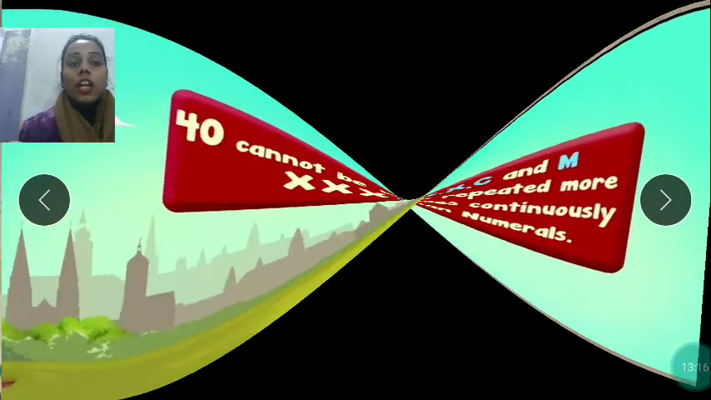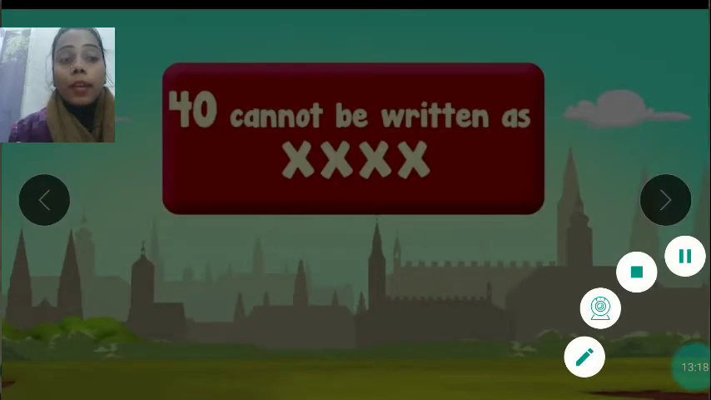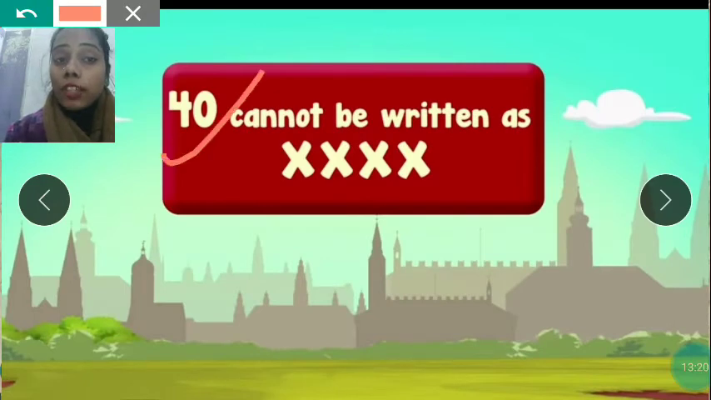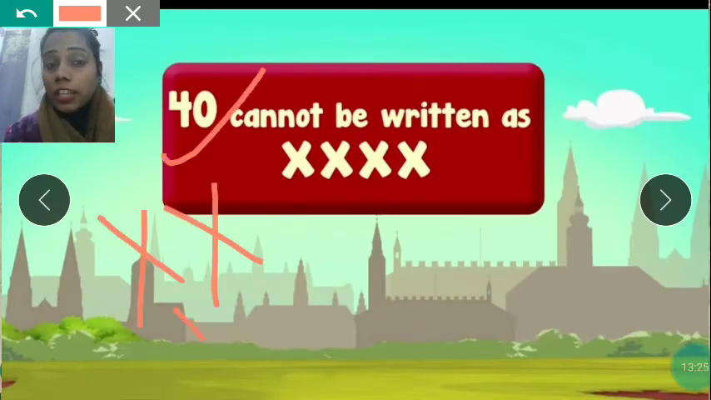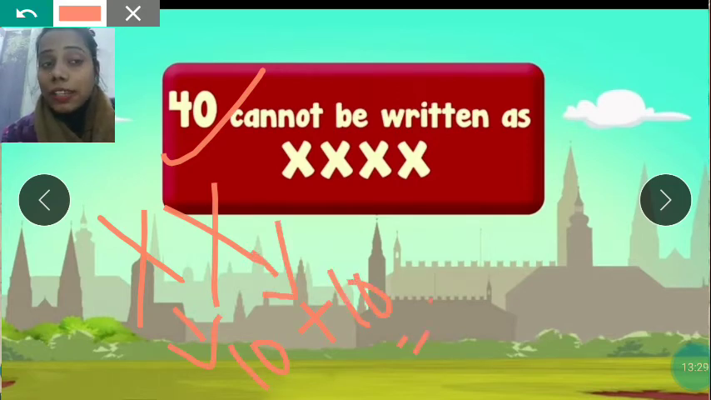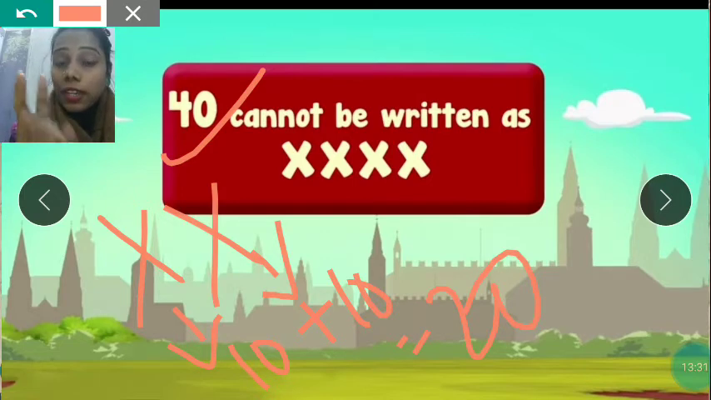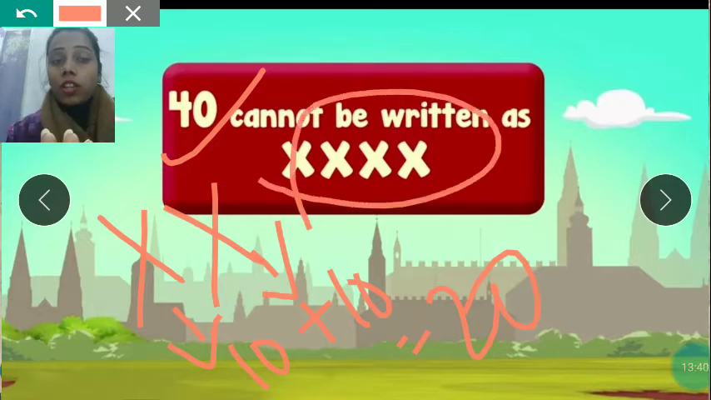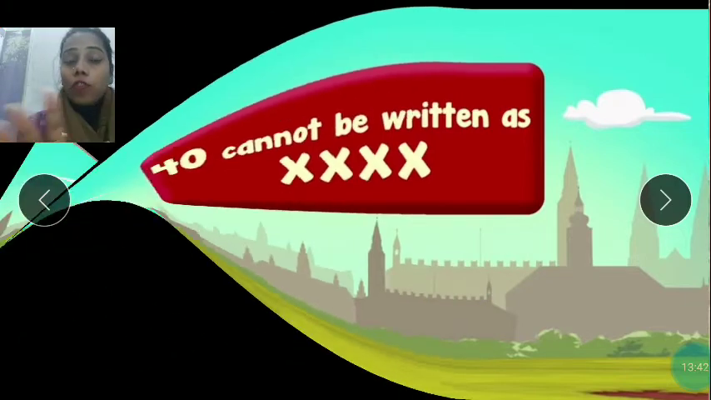Okay, students, you can see the example here. If we have to write 20, then we can write X and X. The X value is 10 and again this X, so we add it. 10 plus 10 will be 20. We can repeat these Roman numerals thrice, but we cannot repeat them 4 times. So writing 40 like this is wrong.